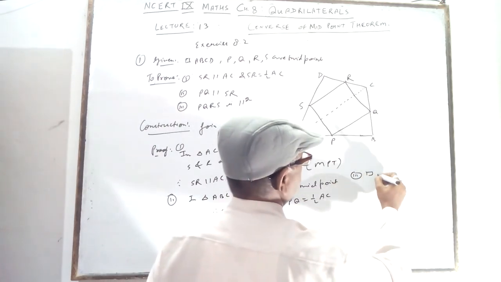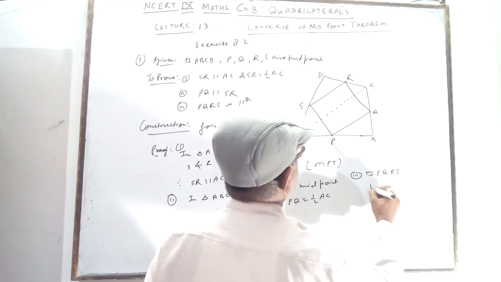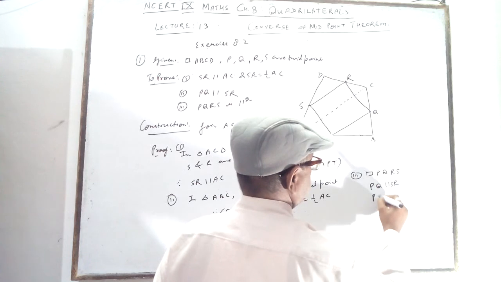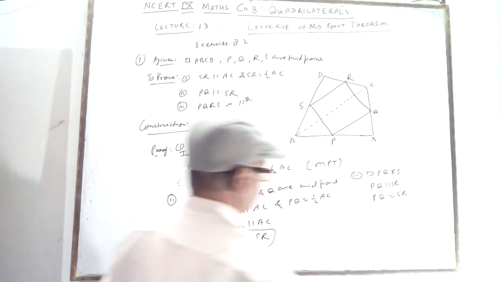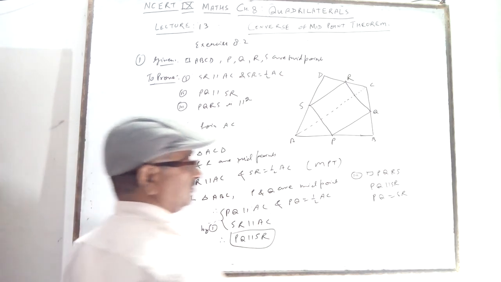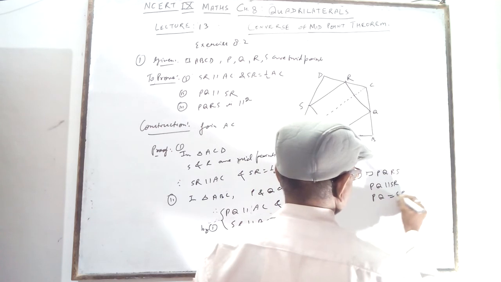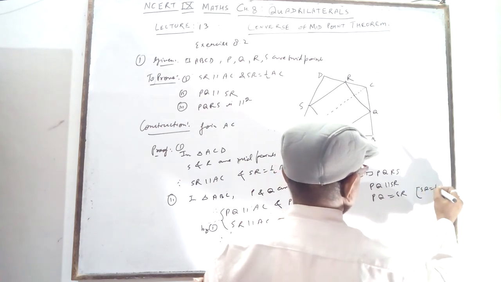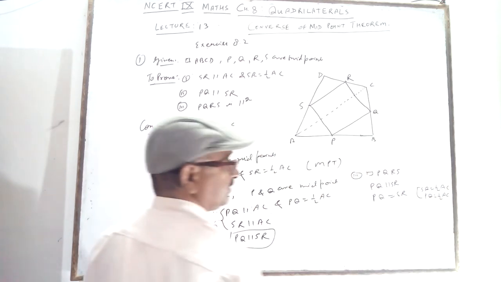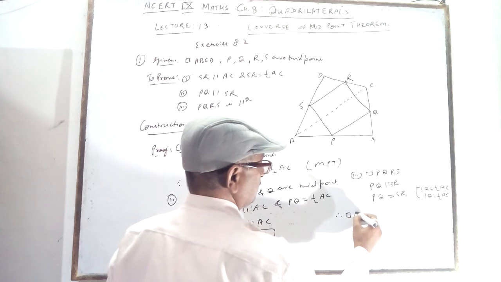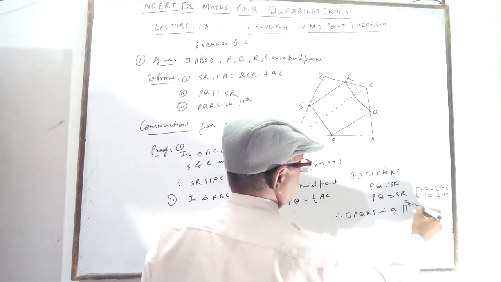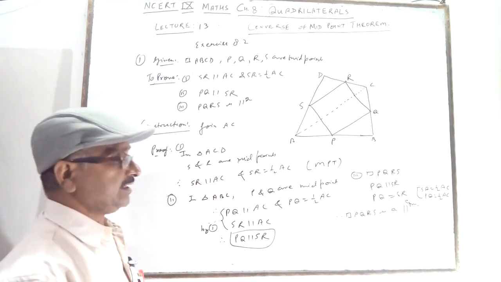In quadrilateral PQRS, PQ is parallel to SR and PQ is equal to SR. Why? Because SR is equal to half AC and PQ is also equal to half AC. So, SR and PQ are equal. Therefore, quadrilateral PQRS is a parallelogram, as one pair is parallel and equal.